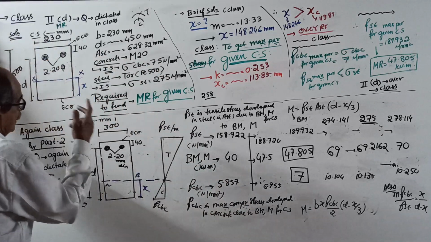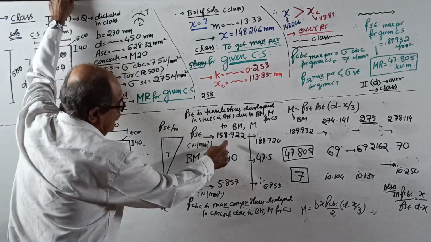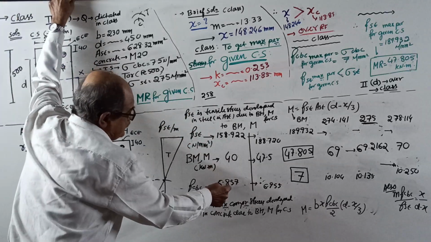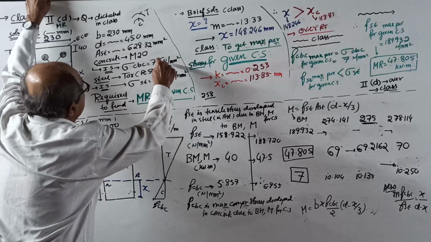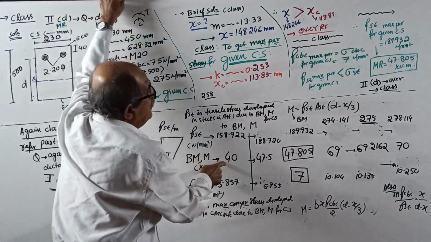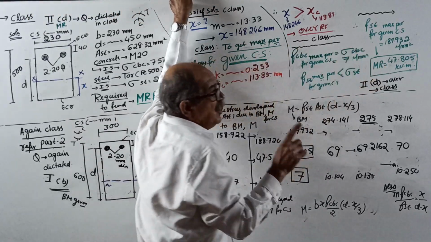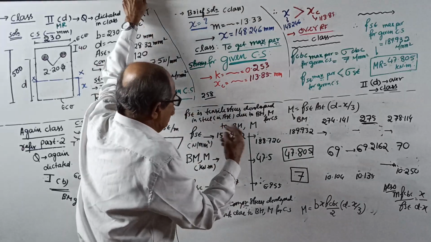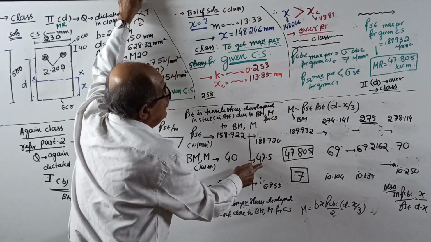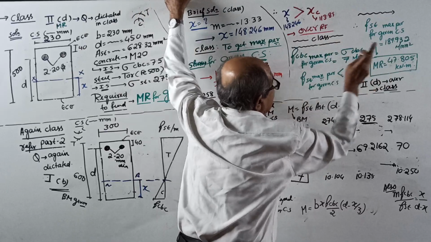Now, I told a BM of 40 and the stresses came. See now, both the stresses are within their limit. Tell me why? Because this bending moment is less than MR. Now you understand. Then I told 47.5. At that time, see, it is very near to MR.